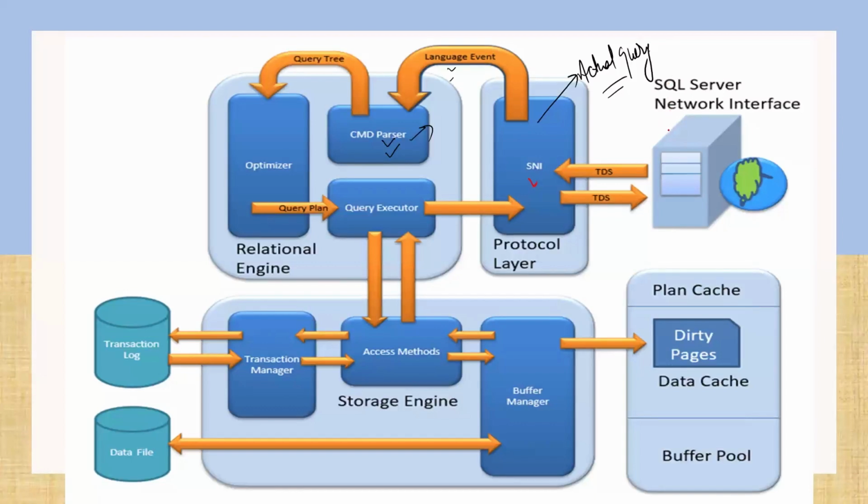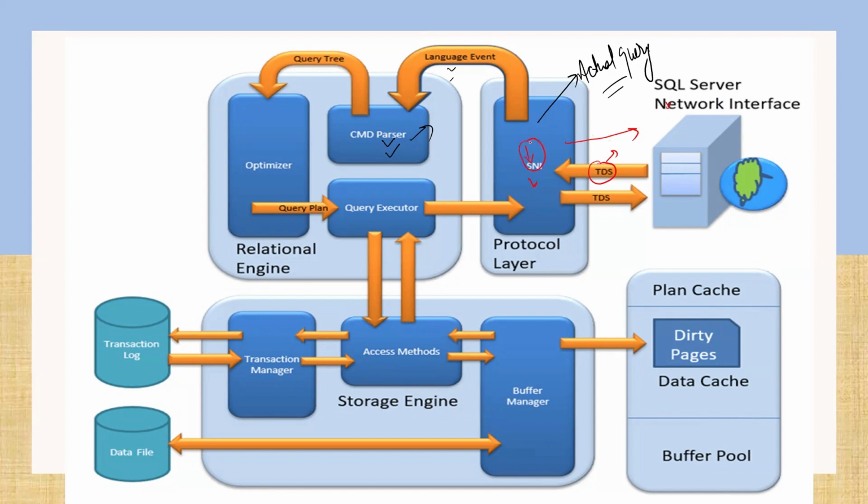The user fires a query. What will happen? The protocol layer takes the query from the SNI, which is on the client side, and converts it into TDS. What is TDS? Tabular Data Stream. It was developed by Sybase, but later it was taken over by Microsoft. So in the form of a TDS packet, it will move through the protocol layer.